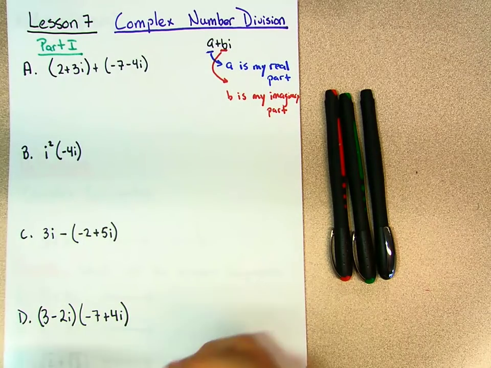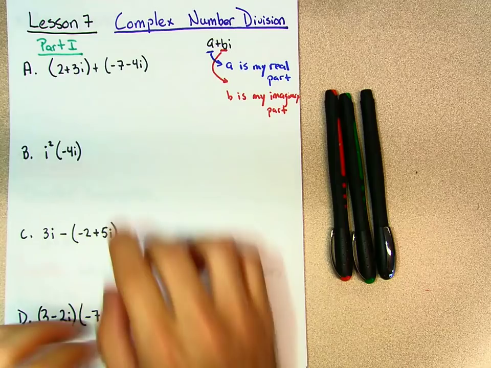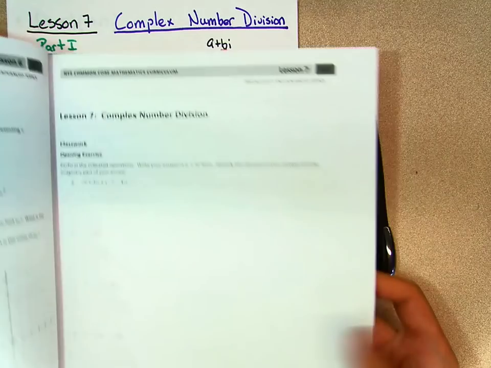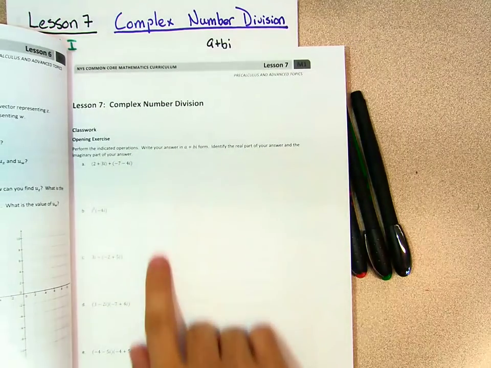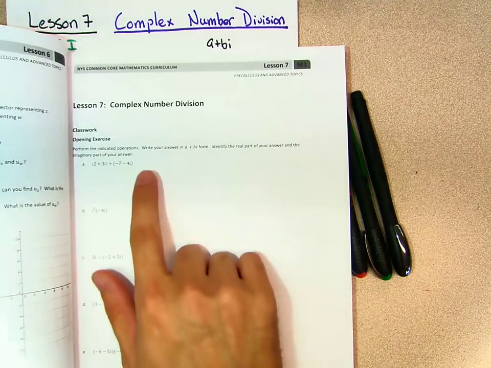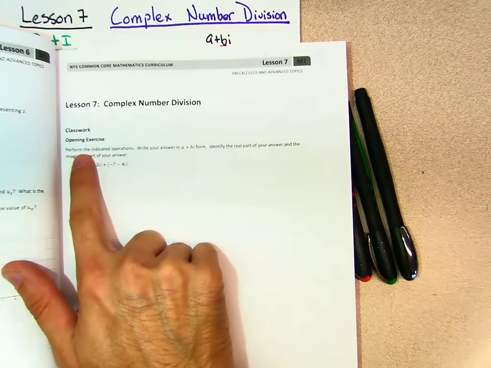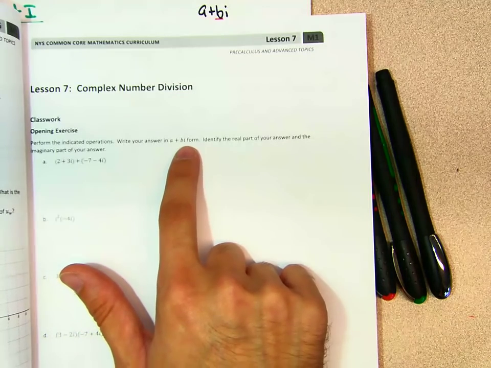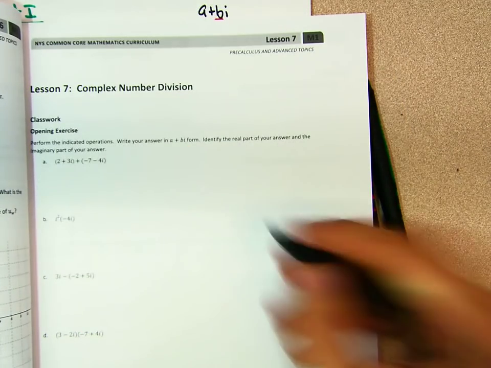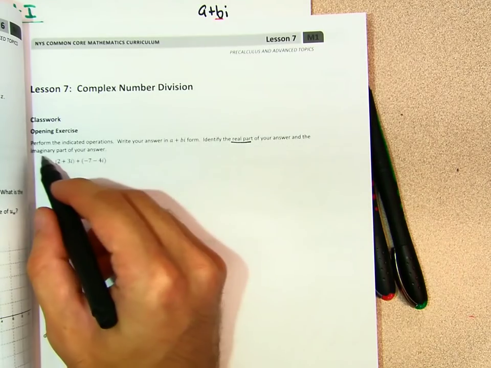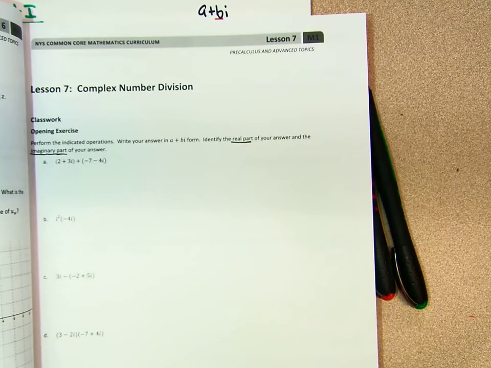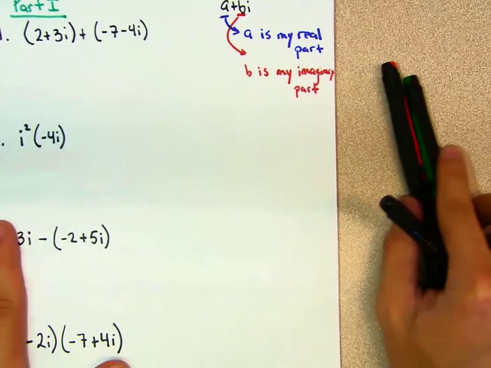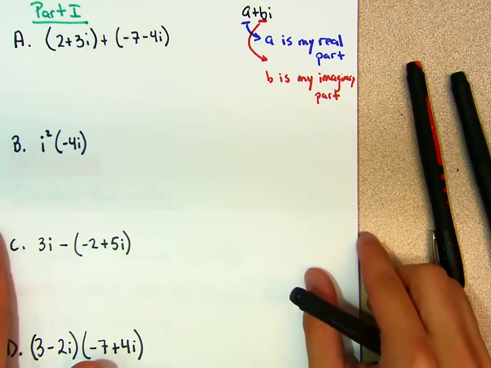Let's do this. So, here we'll do lesson 7 in the book. So we should be over here. And basically, I'll just do some of these questions with you. What it's asking you to do is, it says perform the indicated operations, write your answer in a plus bi form, and then it says do what? Identify the real part and the imaginary part of your answer. So if you want, you could do this by yourself, or if you want, you could do it with Mr. G over here. But this is something you should be able to do by yourself.